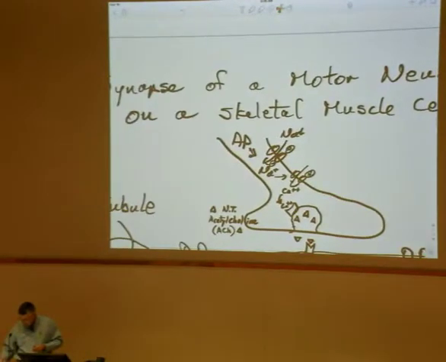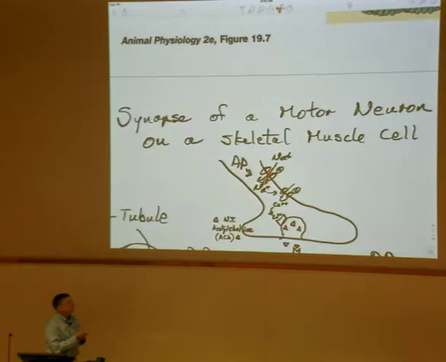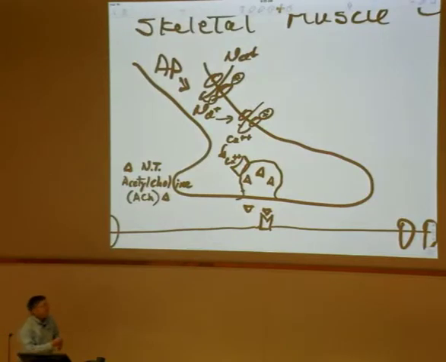So if we look at a synapse of a motor neuron on a skeletal muscle cell, we have an action potential coming down, just like before. Voltage-gated sodium channels opening up at the first half of that action potential. Sodium gets in, and we open voltage-gated calcium channels down at the tip of the axon, at the axon terminal. Calcium binds to a calcium binding protein. That calcium binding protein causes the vesicles of neurotransmitter to fuse with the membrane, and it releases the neurotransmitter. In skeletal muscle cells, the neurotransmitter is acetylcholine, represented by this little triangle, or ACh.